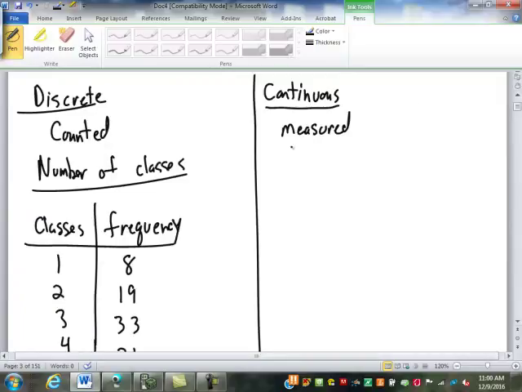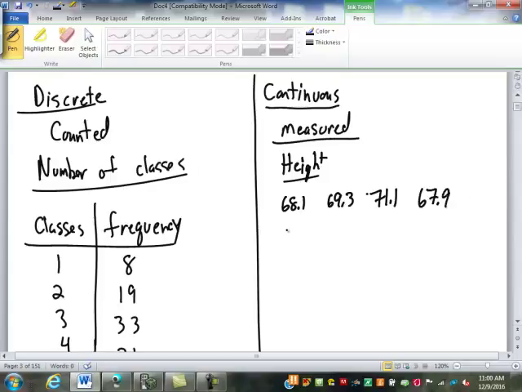Continuous is a little more difficult. Let's say I want to do height. Well, let's say we have people, and I could go down to the 10th of an inch or whatever if I wanted to, or 100th or 1,000th of an inch. Well, let's just go down to the 10th for now. So we have 68.1, 69.3, 71.1, 67.9, 63.4, and so on. And you'll list out a bunch of heights here.